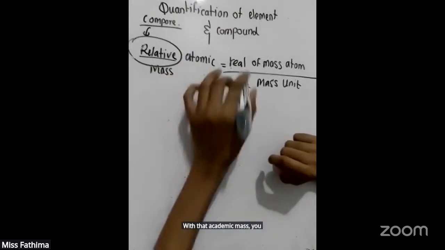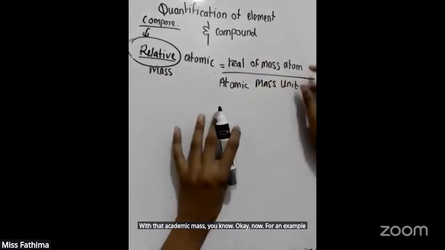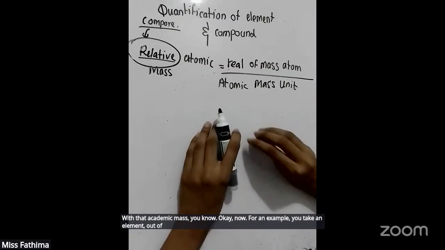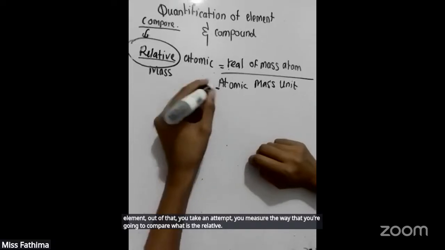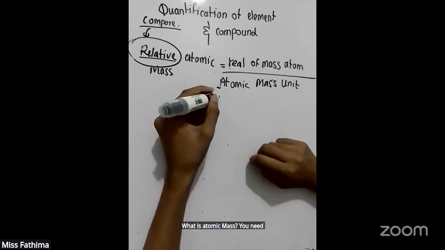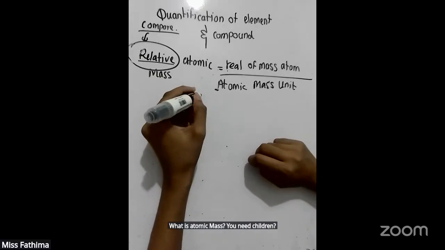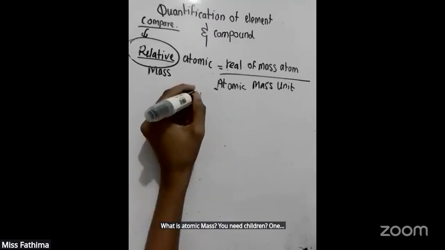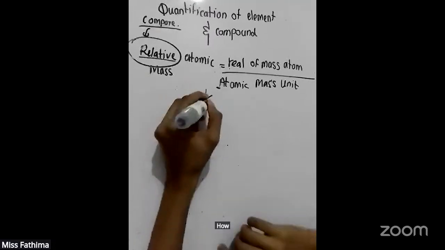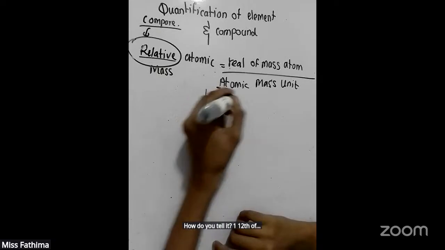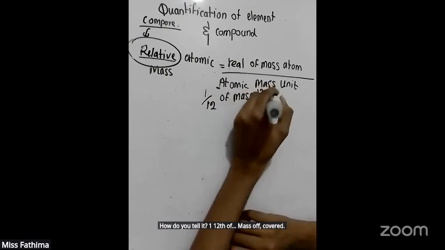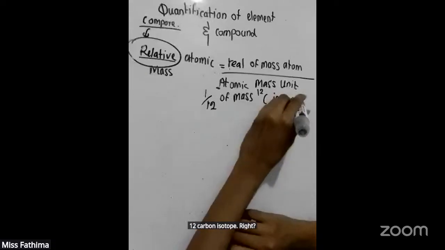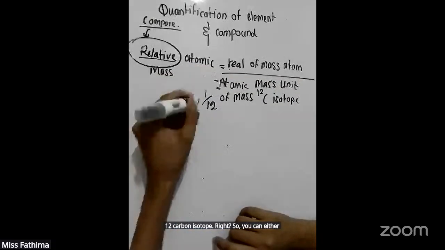Okay. Now, for example, you take an element. Out of that, you take an atom. You measure the weight. That you're going to compare. What is the atomic mass unit, children? How do you say it? 1/12 of the mass of a carbon-12 isotope, right? So you can write either this or that.